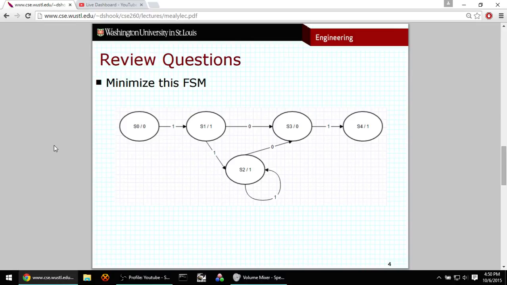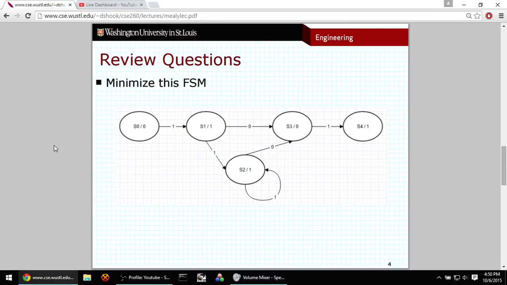Yeah? I'm not sure on this one. Could you condense S0 and S3? S0 and S3. Okay, so S0 on a 1 transition goes to this newly condensed state. S3 on a 1 transition goes to this state here, and they both have the same outputs. So they both are outputting a 1.